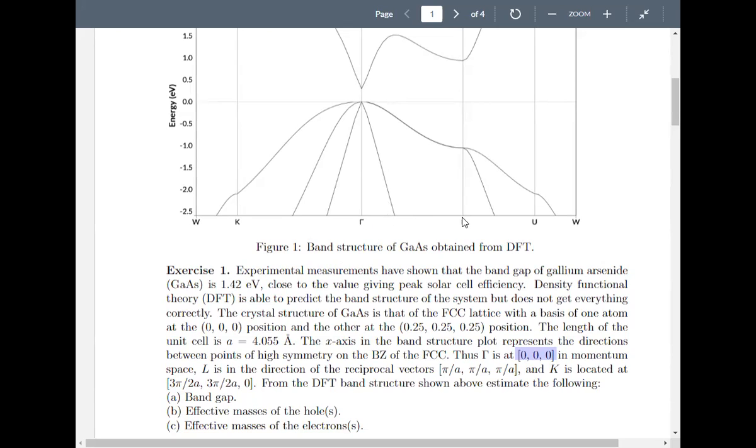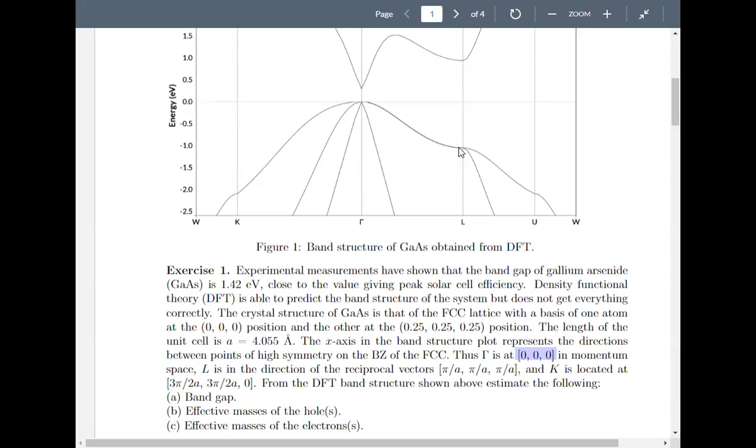And those are your points in this direction. This is how the energy goes when you go across this line. Does that make sense? Yes? No? So when you go across that line from 0, 0, 0 to pi/a, pi/a, pi/a, you get this line. And this line is telling you how this energy goes when it goes from 0, 0, 0 in that direction.